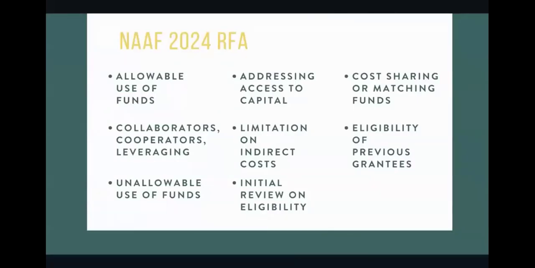All right, so we're going to go through a few of these bullets here, addressing access to capital, allowable use of funds, cost sharing or matching funds, collaborators, cooperators leveraging, limitation on indirect costs, eligibility of previous grantees, allowable use of funds, and then initial review on eligibility.